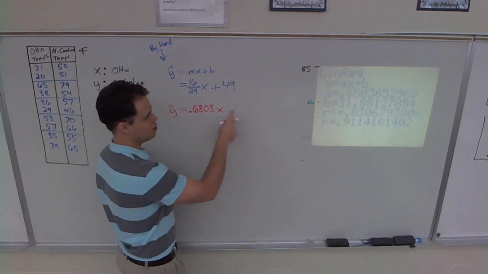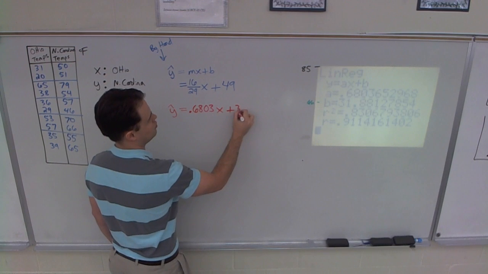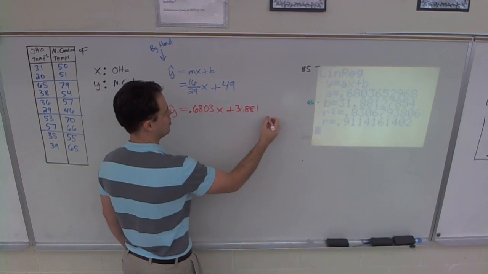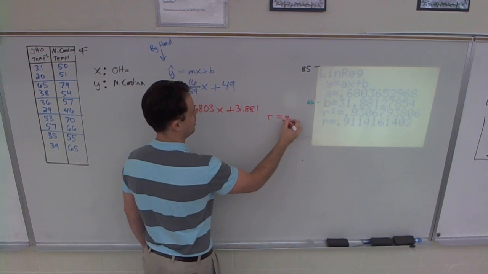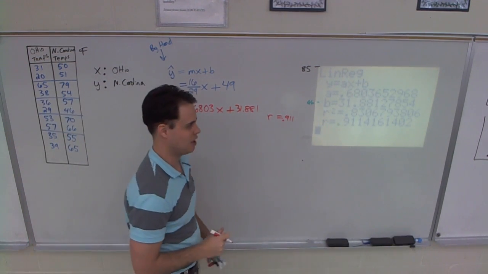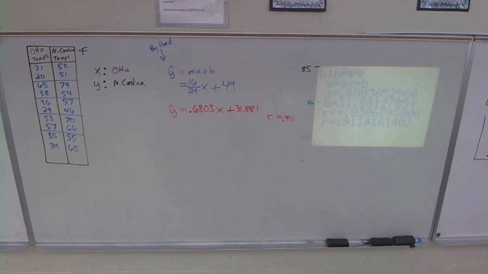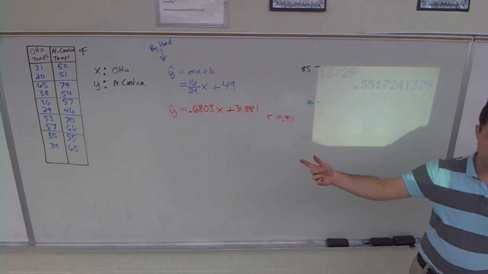Notice I'm taking the slope, which is the thing attached to x, and I'm taking this guy, 31.88, and I'm going to write down my r value. r was 0.911. See, it was pretty strong. It's really strong, actually. So there we go. There's the model the calculator got. How good is our slope? Well, I need to go 16 divided by 29 to see. 0.55, 0.68. Those are pretty close.